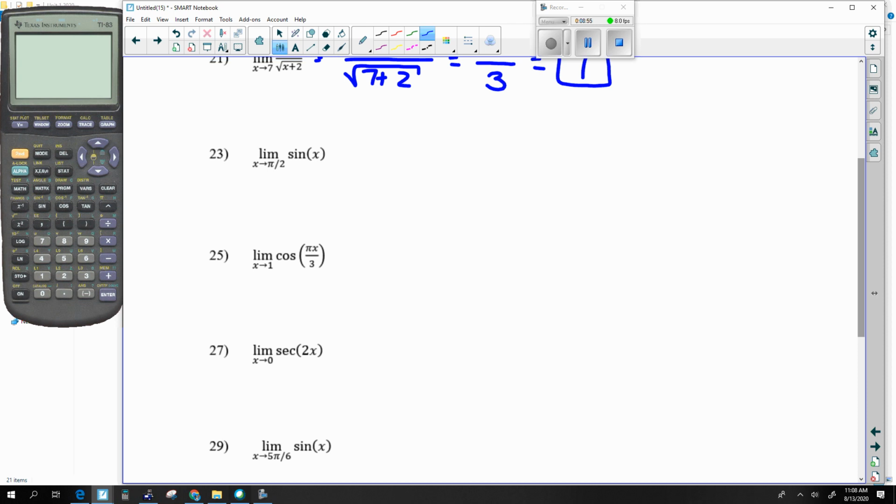So again, no illegal mathematics. Here we get into some trigonometry. Don't forget about your unit circle. Your unit circle will help everything out.